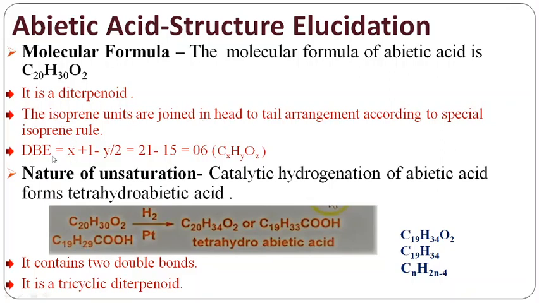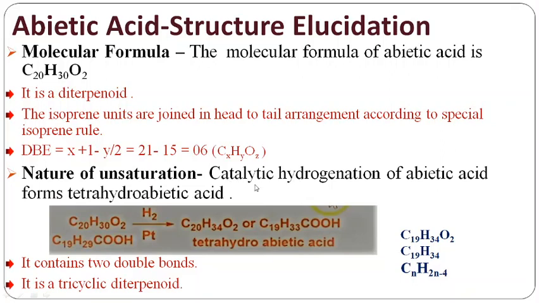The next important point is the double bond equivalence, which is given by the formula, and substituting the values of x and y, we get total double bond equivalence equal to 6. This means either double bonds are present or rings are present or a combination of both. Now we come to the next point, which is the nature of this unsaturation.